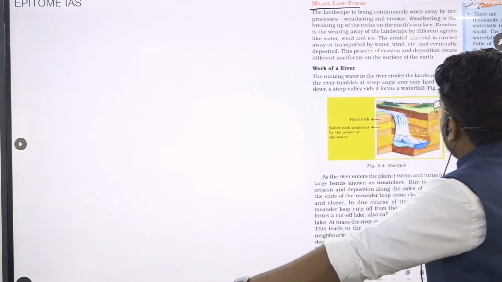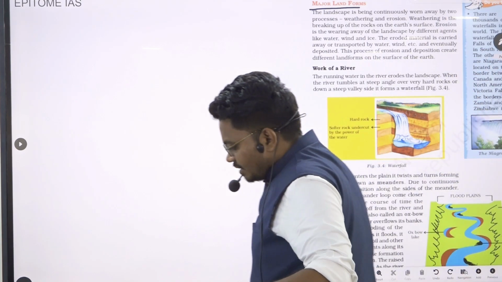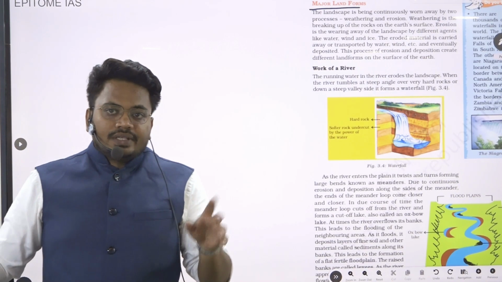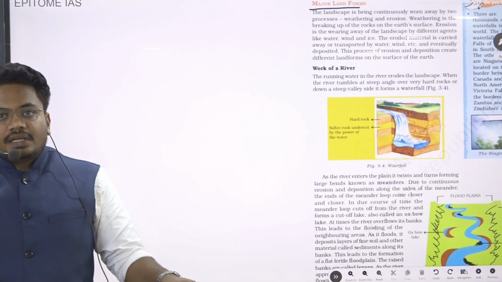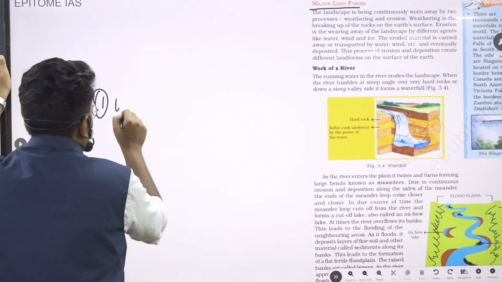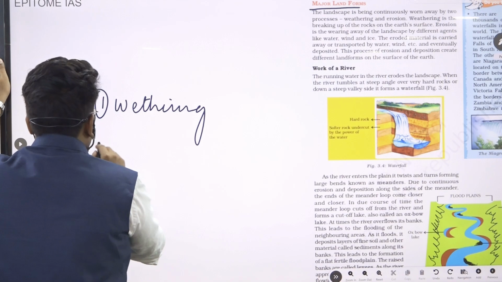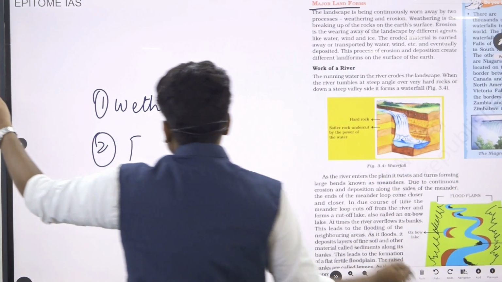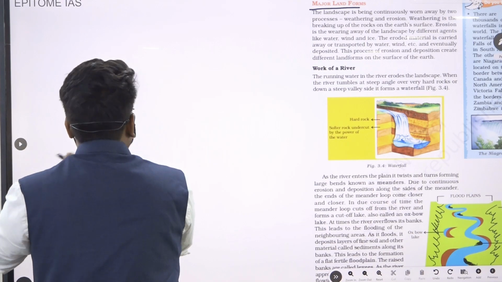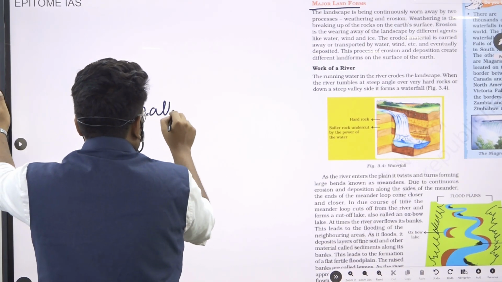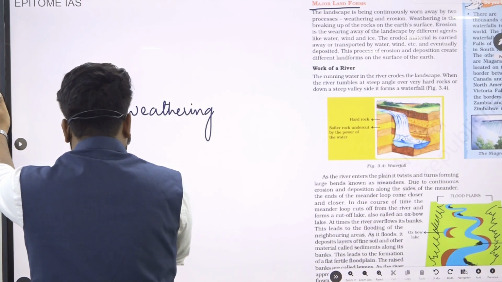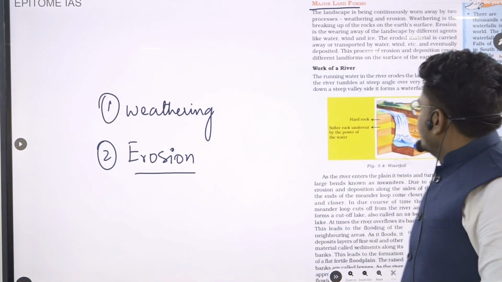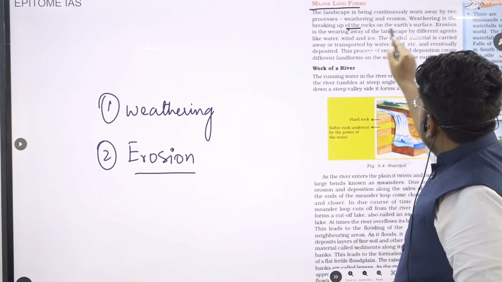See, here the point is the major landforms or the landscape present on the earth were generally created or changed because of two things: weathering and erosion. So first of all, what is meant by weathering? Weathering is nothing but the breaking up of rocks on the earth's surface.